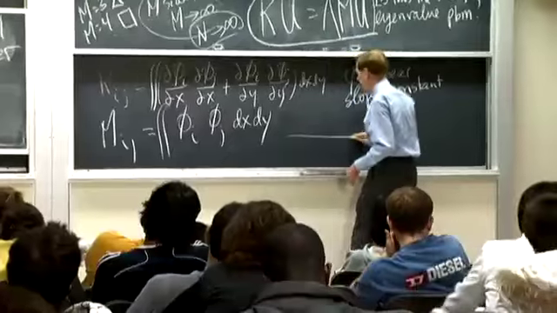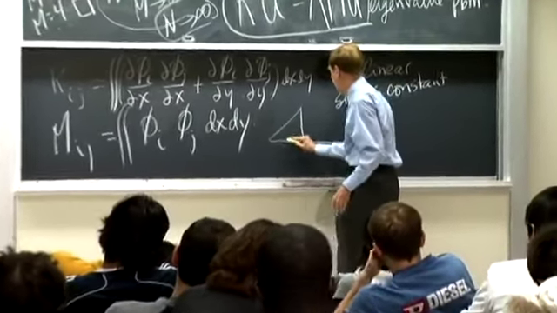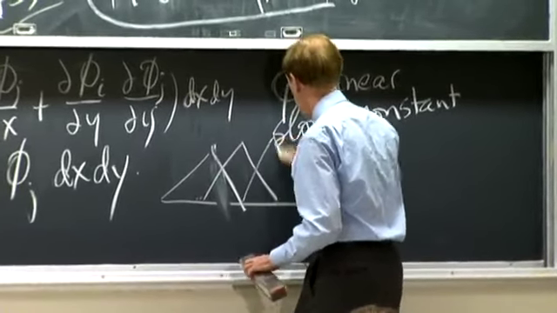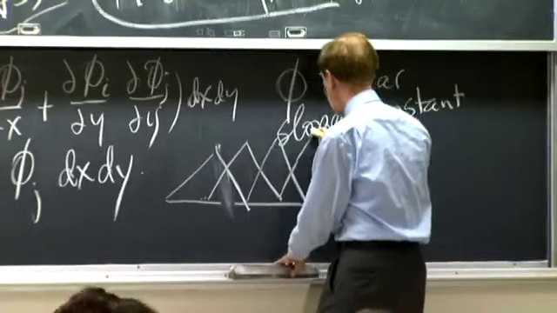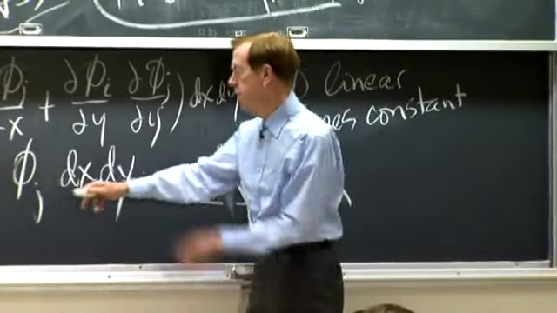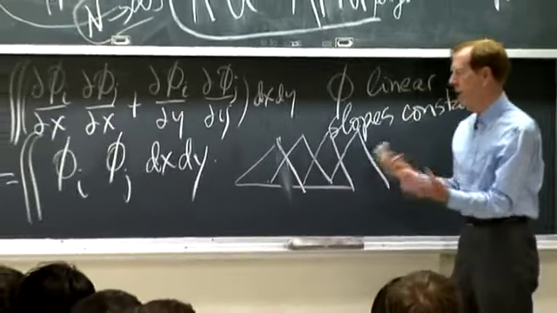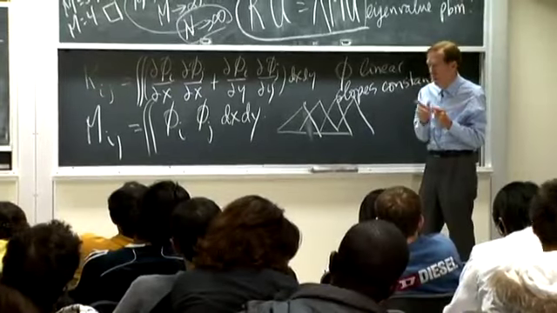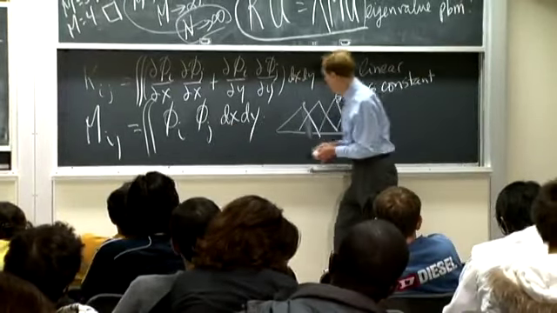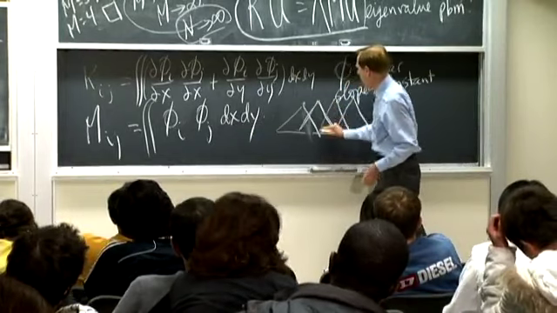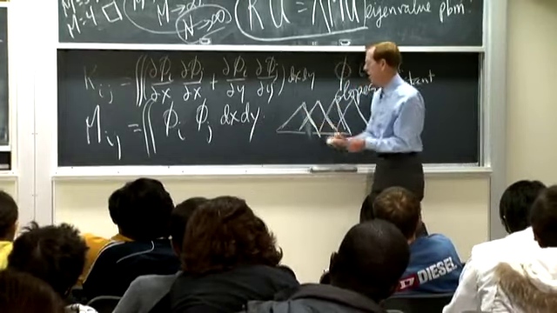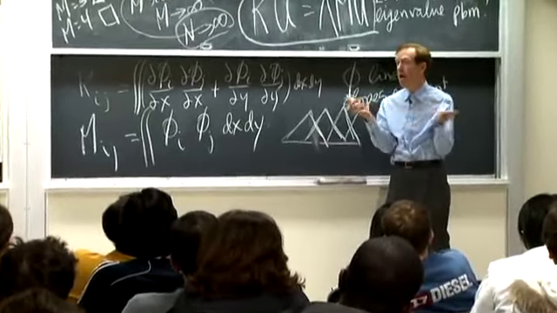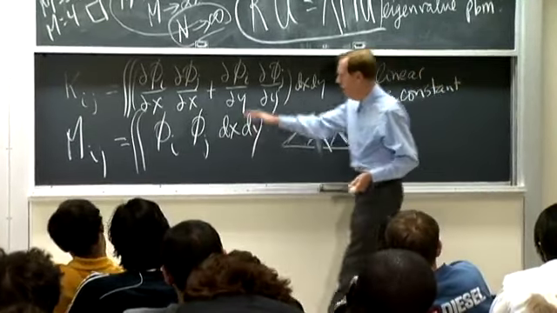Let me do 1D first. So there's a phi, right? There's another one. There's another one. So what do you think about the mass matrix? One phi multiplied by another phi and integrated. Is it diagonal? No, because each phi overlaps its two neighbors. So tell me what kind of a matrix M is going to be in 1D. Tridiagonal. It'll be tridiagonal.